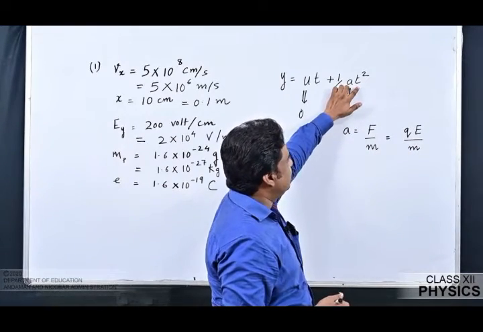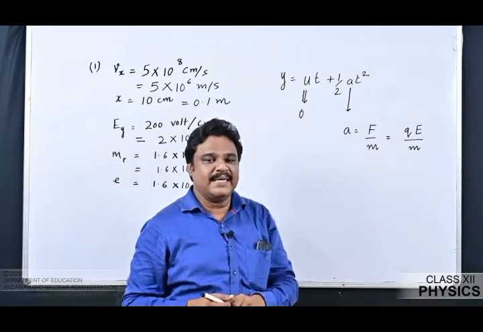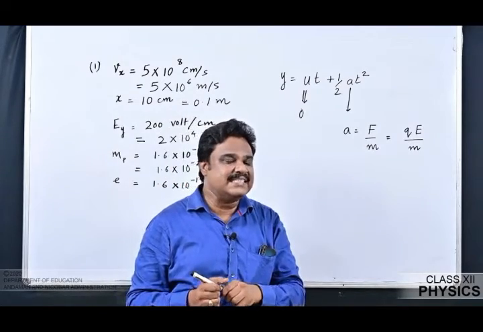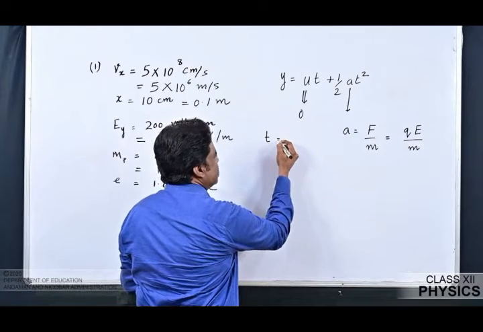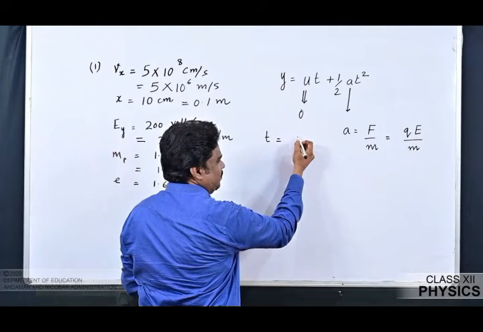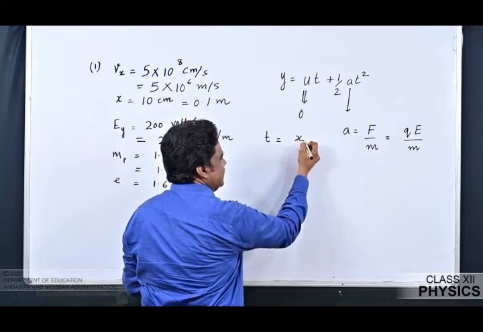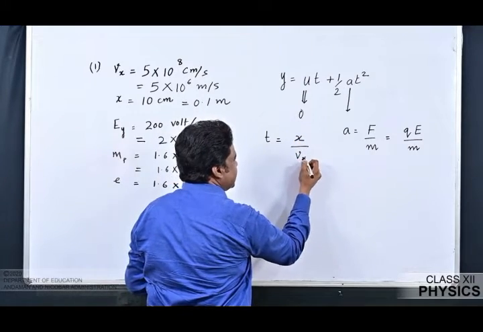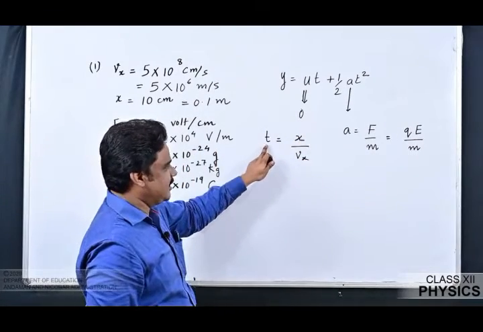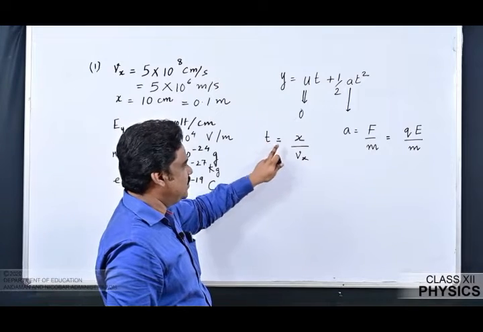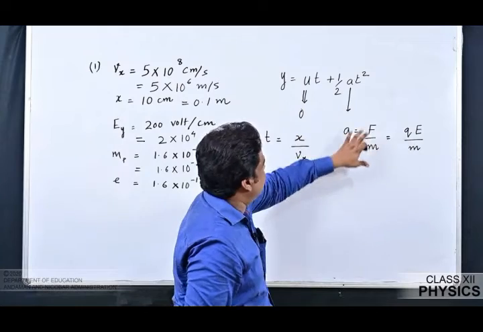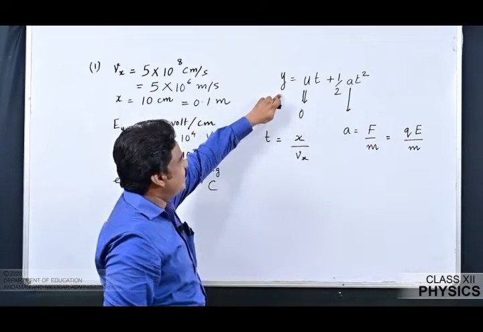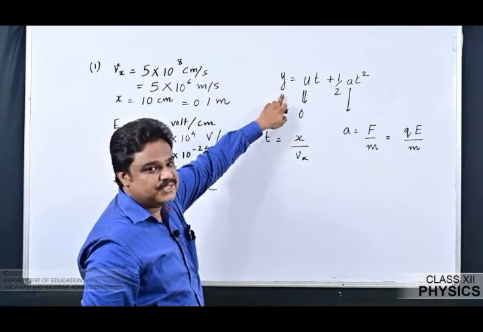Similarly, what about the time taken by the charged particle to travel the distance x? Already we know t is distance by speed. The distance is x, and the speed is Vx. Once again, the time taken by the charged particle to cover the distance is t equal to x by Vx. So by using all these formulas, we can easily calculate the value of the transverse deflection.